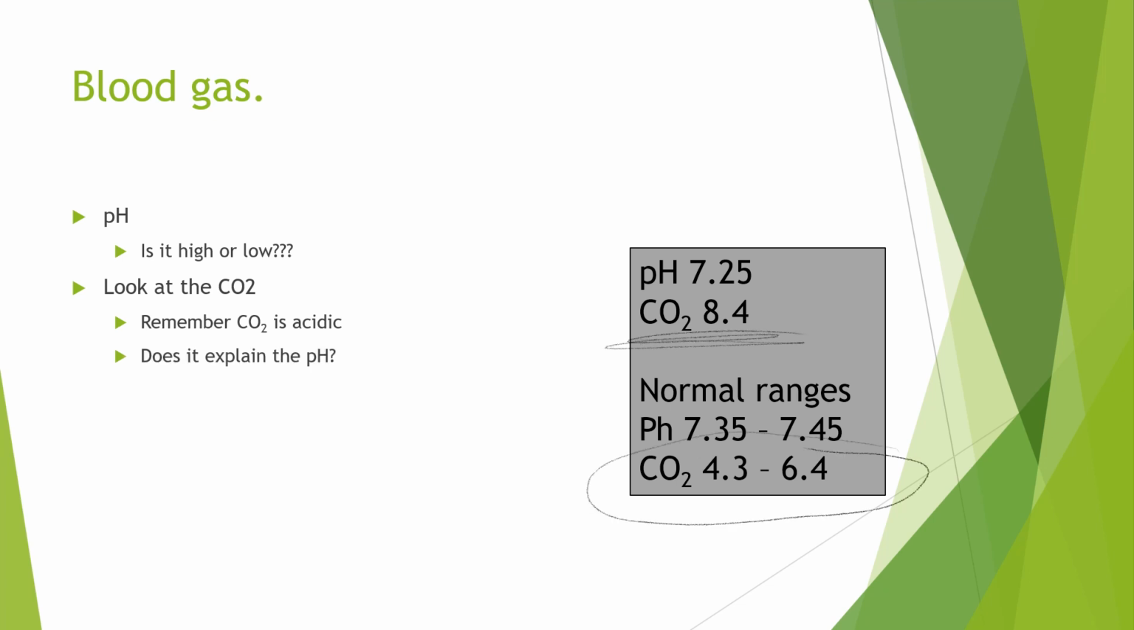So let's just go over that for a second. The pH is low, that means this blood is acidic. The CO2 is high, that means the CO2 does explain the pH. That means this is a respiratory acidosis. Because the CO2 does explain the pH, that means it's a respiratory problem, and because pH is low, that means it's respiratory acidosis. Okay? We can just quickly flip that and imagine the pH was high and the CO2 was low, that would be a respiratory alkalosis.